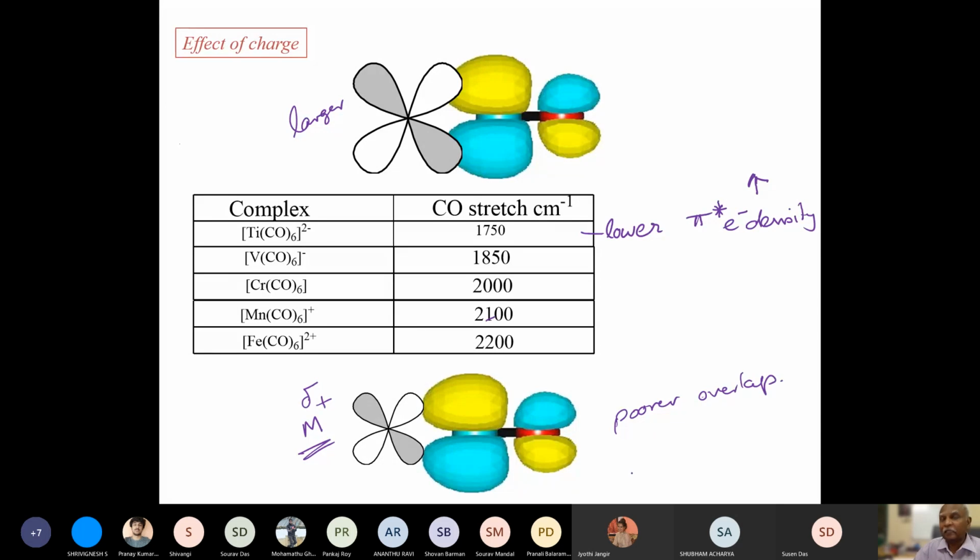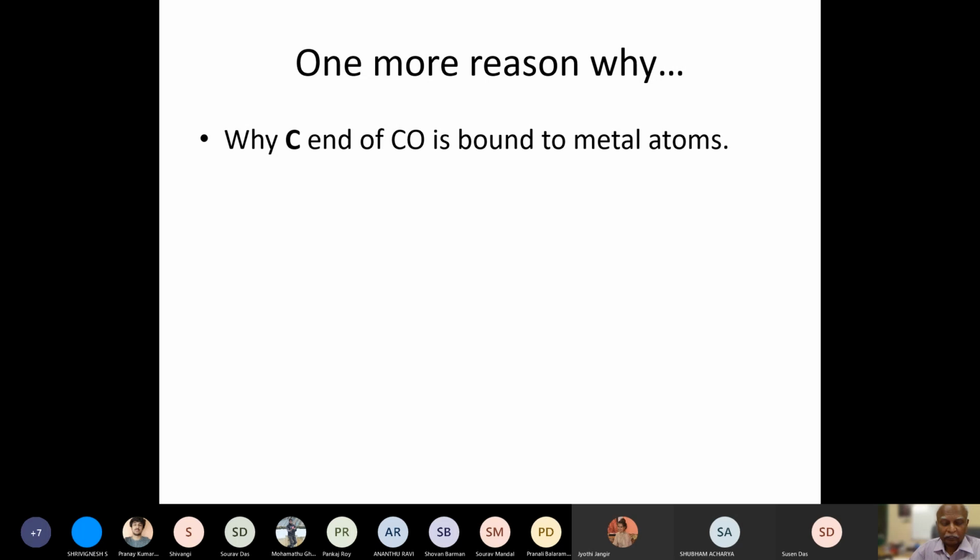So the population of the pi star is going to be less in this case, less pi star electron density, and so the stretching frequency is higher, because if you populate the pi star, it's going to weaken the CO bond. If you depopulate it, or if it is empty, then it's going to behave more like the CO triple bonded system that it is in the isolated state. So remember that in the isolated state, the carbon monoxide has got a stretching frequency of 2143. So all those stretching frequencies were less.